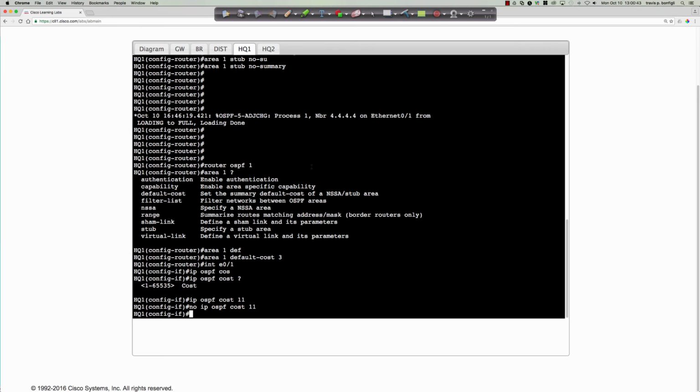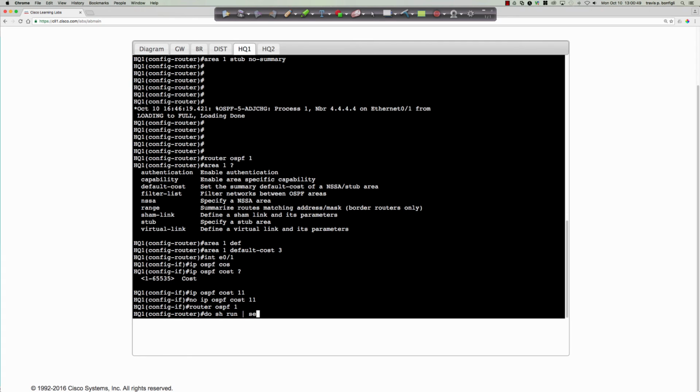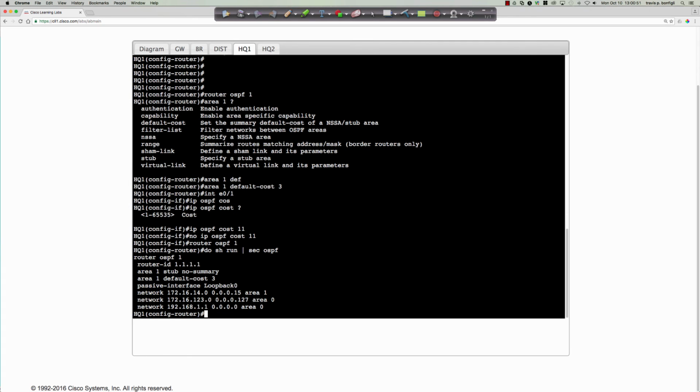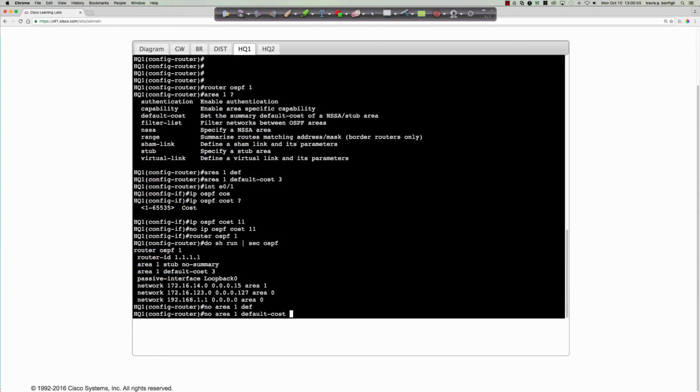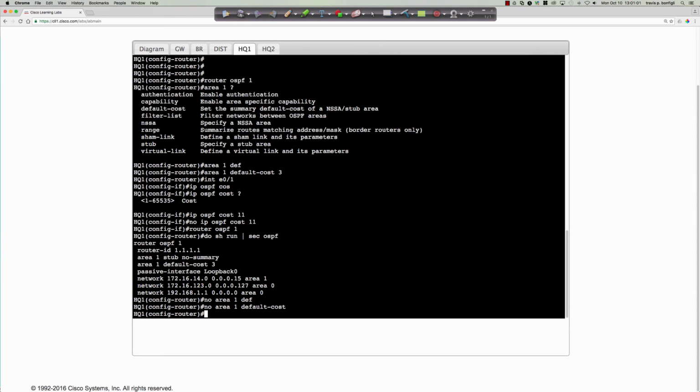HQ1 also has the router OSPF1. Do show run section OSPF. And there's that area 1, no area 1, default cost of 3. And again, I could have made that 2, and that would have been enough to push it over the limit. So that's what we'll do, going the opposite direction.